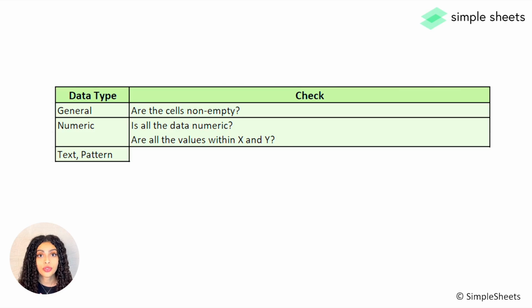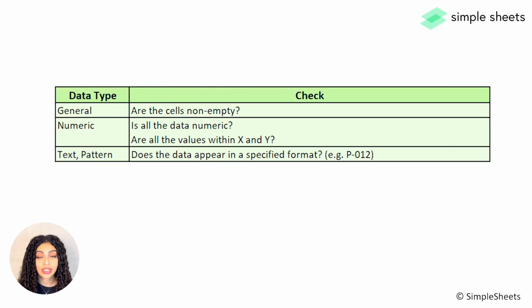Next, we have text in a specified known pattern. For example, we want to represent the room in a particular building. We can do so with two characters. The first could be the number of the floor. The second could be the first letter of the type of the room. 2L can stand for second floor lab. We need to make sure that such data appears in the specified format.